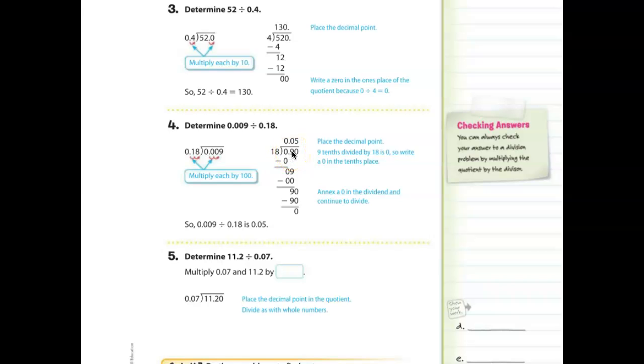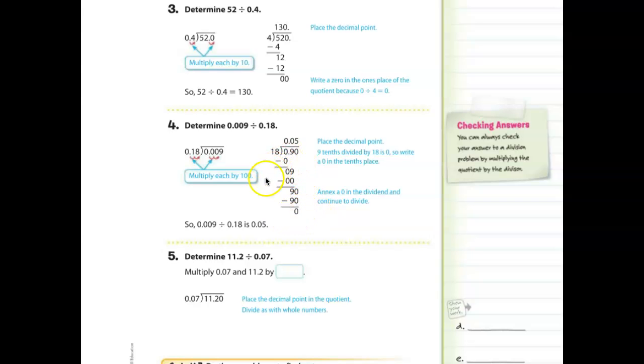And if we have just plain old 9, we can't subtract 18 from 9, so we put a 0 in the quotient. And then finally, 5 times 18 is going to be 90, and so when we subtract 90, we get 0.